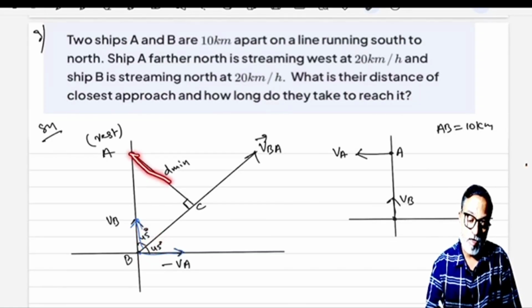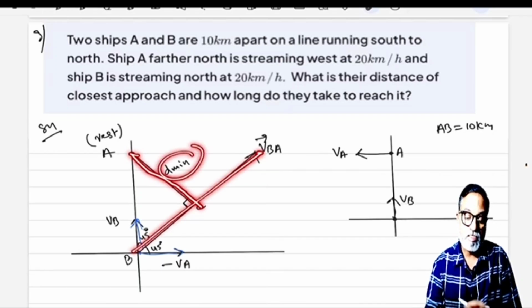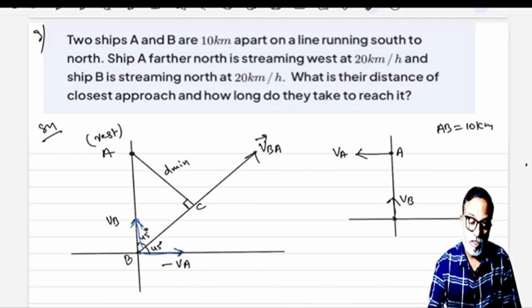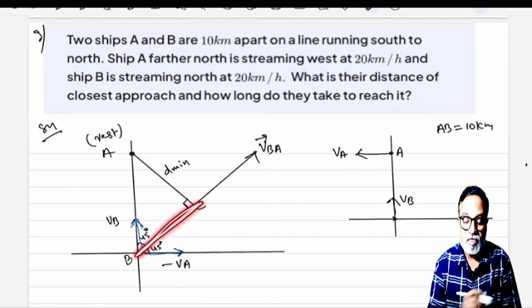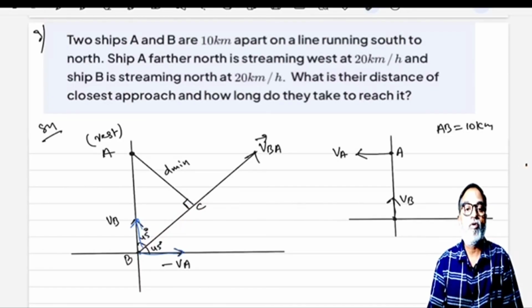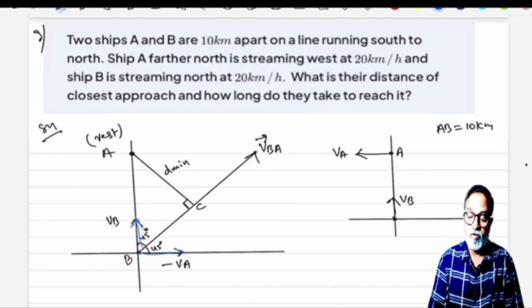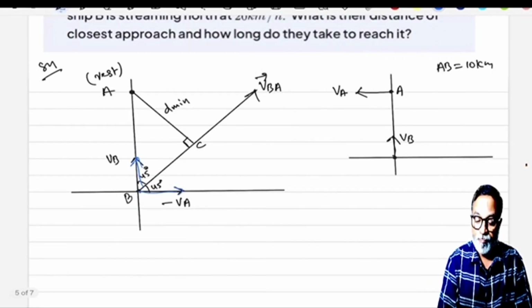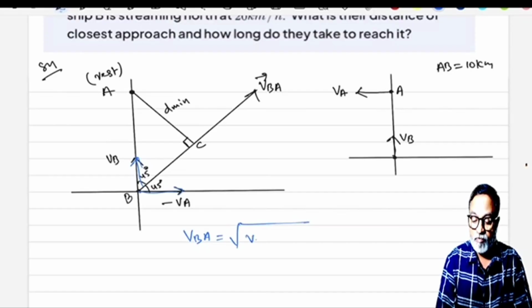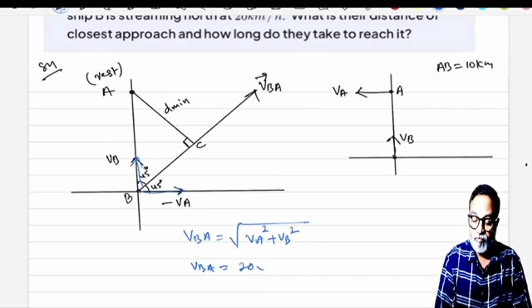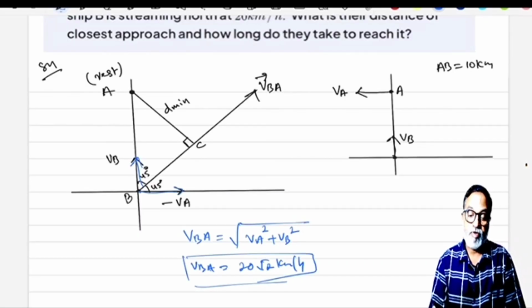If you draw the perpendicular from A to this line, this is nothing but the closest approach. We have to find this distance and the time taken from here to here. This is the time taken to reach the minimum closest approach. First we have to find the velocity of B with respect to A. The two are perpendicular to each other. Therefore, the square root of VA square plus VB square. Therefore, velocity of B with respect to A, both being 20, becomes 20 root 2 kilometers per hour. This is the velocity of B with respect to A.